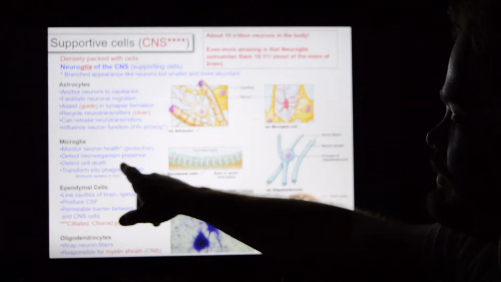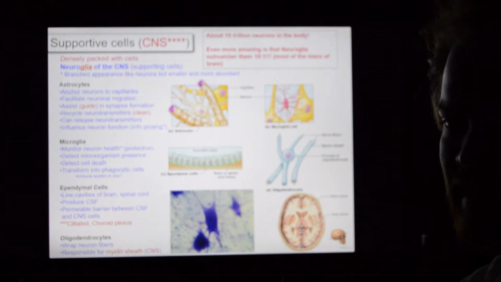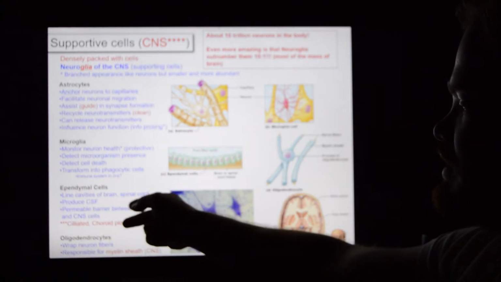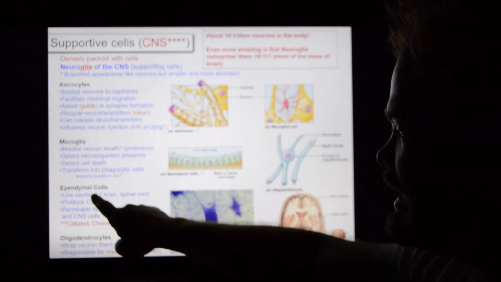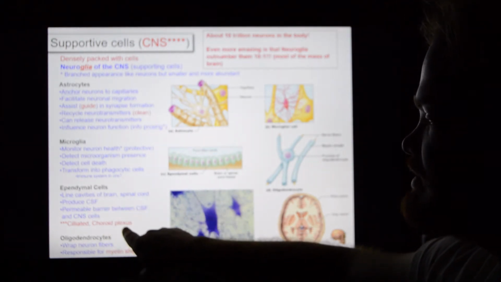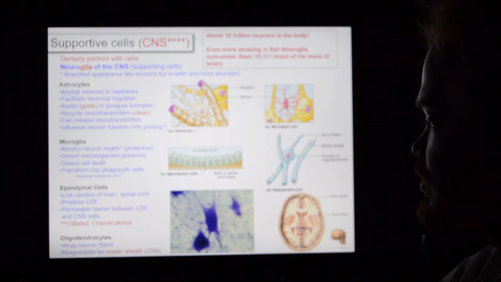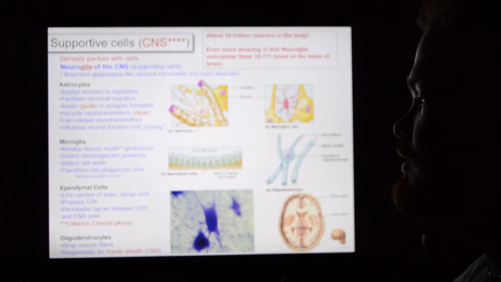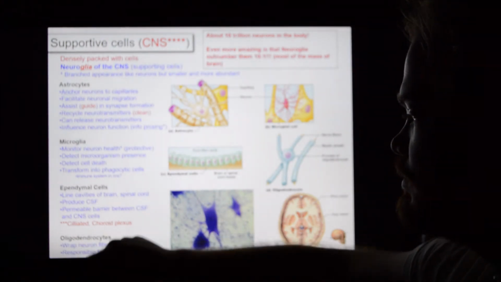You have microglial cells, special supportive neuroglia that act as protective cells. Ependymal cells are mainly associated with a structure called the choroid plexus. They are ciliated, and what they do is make and move cerebrospinal fluid at specialized structures called the choroid plexus.